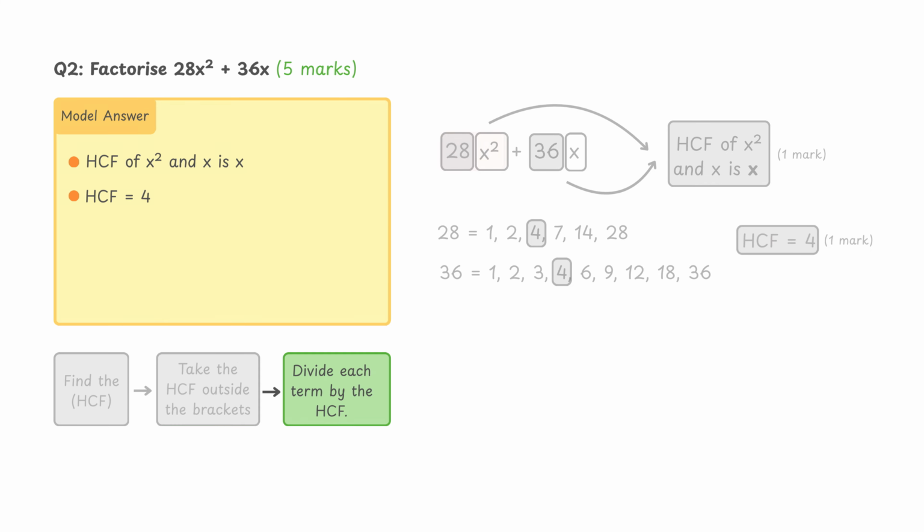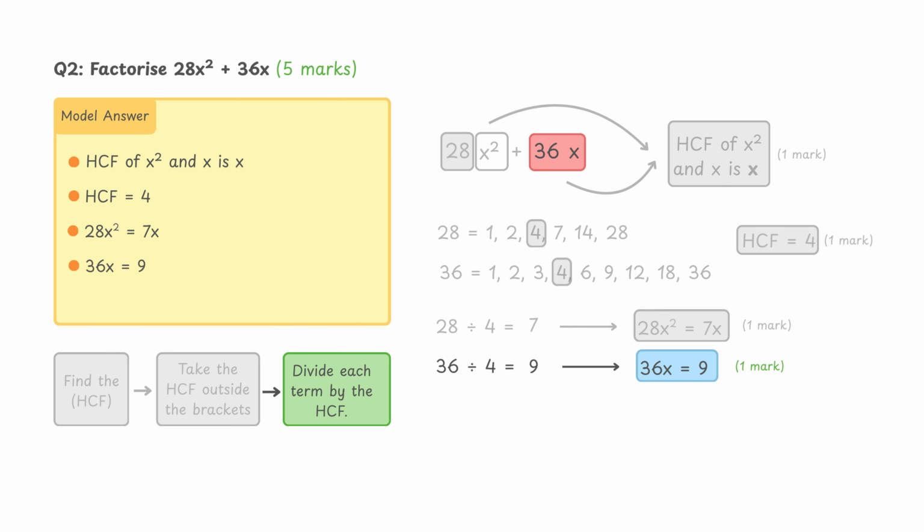Let's go carefully. First take 28x squared. Divide 28 by 4, which gives 7. So 28x squared becomes 7x. This earns 1 mark. Now take the second term, 36x. Divide 36 by 4, which gives 9. So 36x becomes 9. This earns another 1 mark. Now we place these results inside the brackets. So we get 7x plus 9. This gives us the expression 4x multiplied by open bracket 7x plus 9 close bracket.